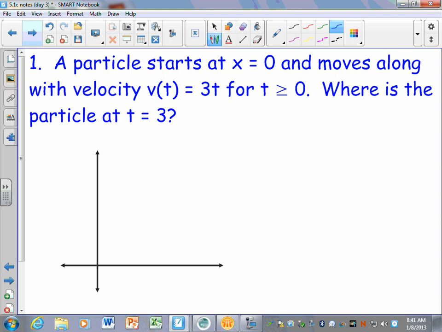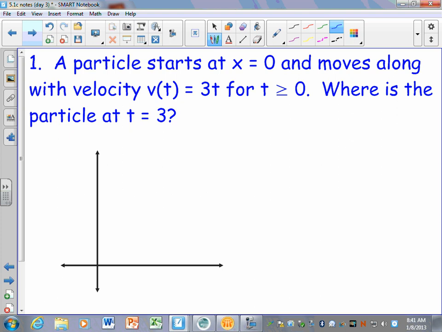A particle starts at x equals 0 and moves along with velocity of 3t for t greater than or equal to 0. Where is the particle at time t equals 3? That's kind of like saying, what is the total distance that it traveled in that time? And we know distance equals the area if we can find it. The first couple on your homework today are going to be really nice in that when you graph this, you should be able to make a geometric shape.